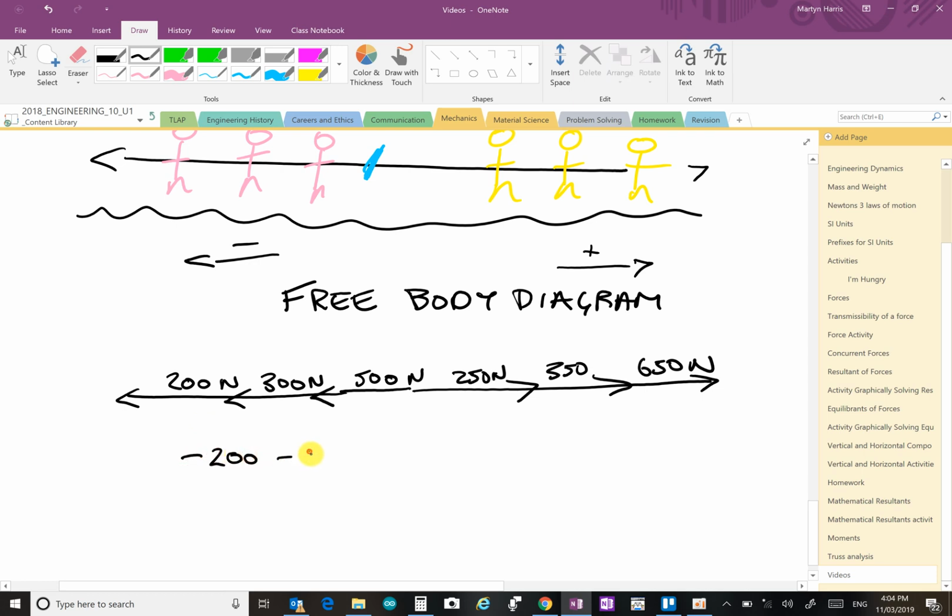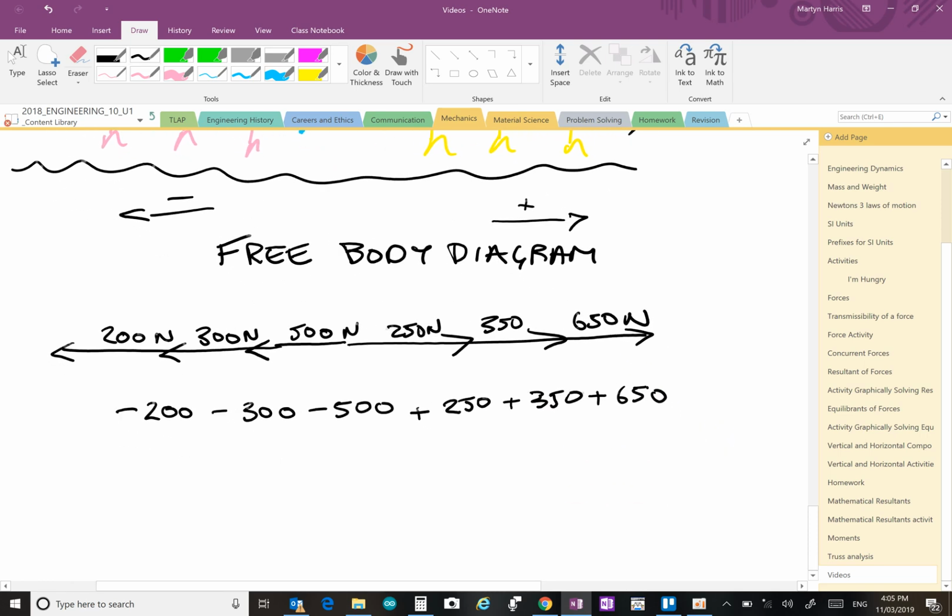Negative 200, negative 300, negative 500, positive 250, positive 350, positive, oh, that's not negative, that's positive 650. So on this side, going in the one direction, we've got 1,000 going in that direction, and this is 250, 350, 650, so we've got a positive 1,250 in this direction. Let me just think through that. Yes, I'm pretty sure that's correct.